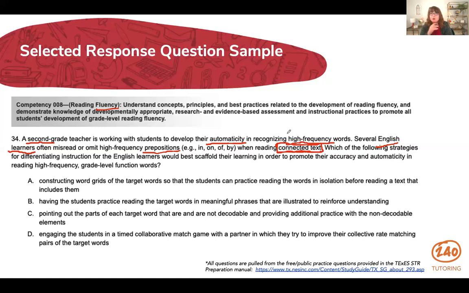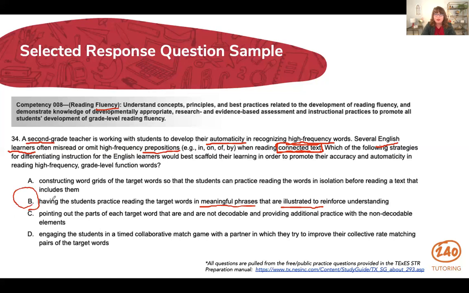All right, so we should look for a differentiated scaffold that directly supports the task. Choice B lets us know the words will be practiced in meaningful phrases, which is most directly related to connected text. Also, it says illustrated, all right? Visual supports, such as illustrations mentioned in this answer choice B, are best for practice for differentiating for English learners. So B is our correct answer.